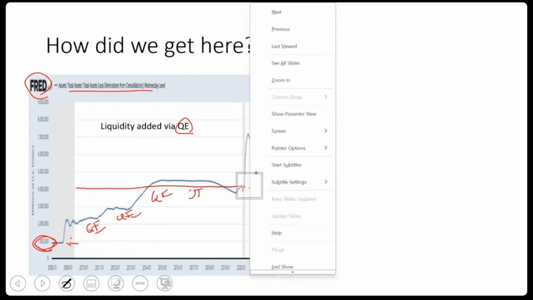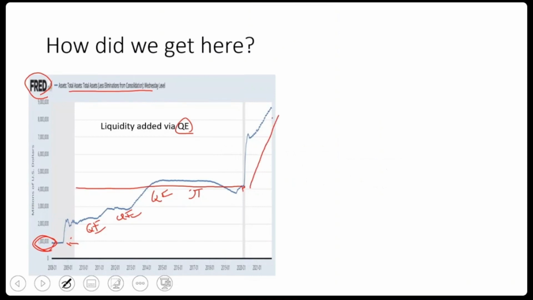It went from here to here. This is about 9 trillion. So effectively, the Federal Reserve, in a very short period of time, because COVID was only 2020, pumped in about 5 trillion worth of liquidity, compared to the previous roughly 10 years where it pumped in 3 trillion. So you can imagine the economy receiving $5 trillion in such a short period of time.